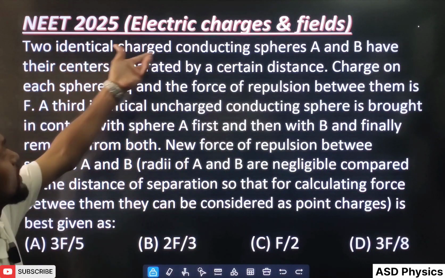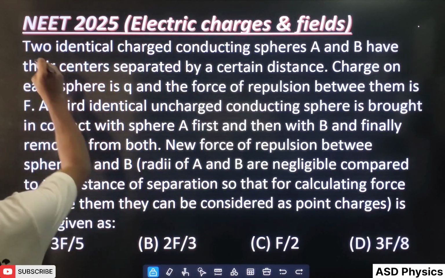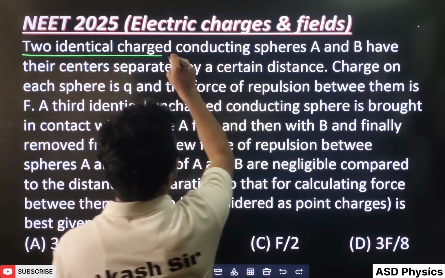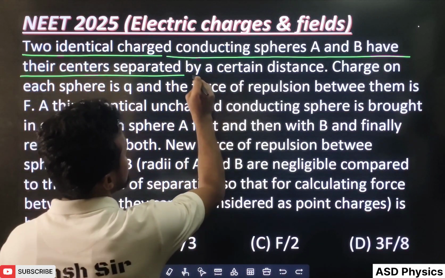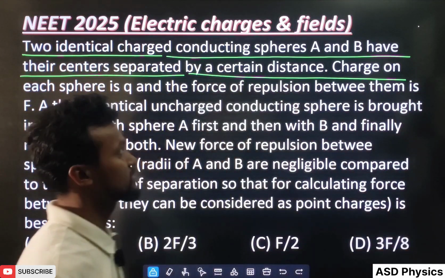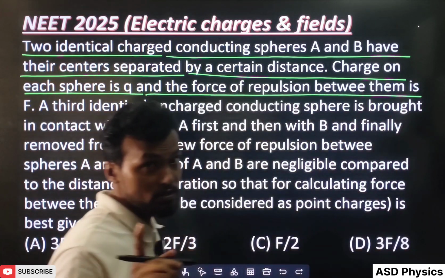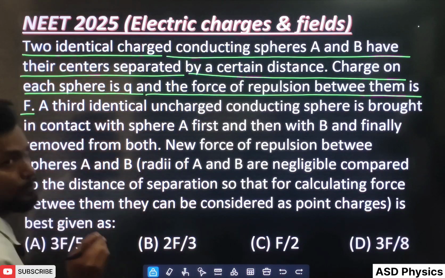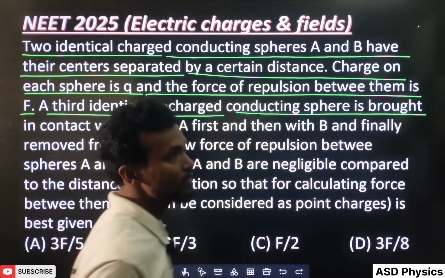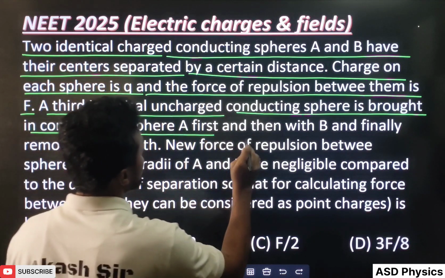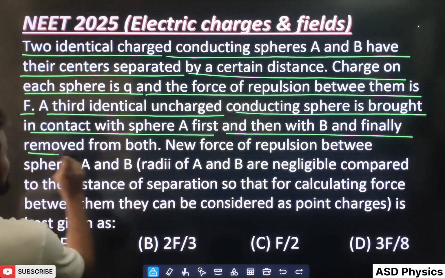So here you can see the first question is from the chapter electric charges and fields. Let's go through it. Two identical charged conducting spheres A and B have their centers separated by a certain distance. Charge on each sphere is Q and the force of repulsion between them is F. Okay, now a third identical uncharged conducting sphere is brought in contact with sphere A first and then with B and finally removed from both.